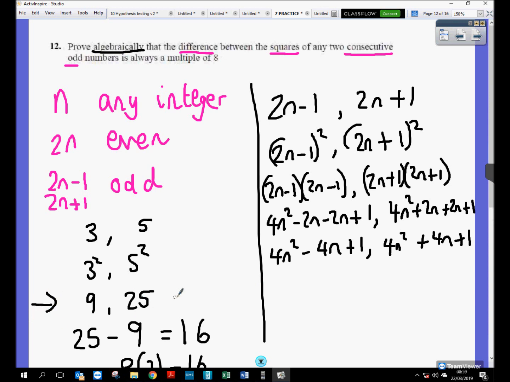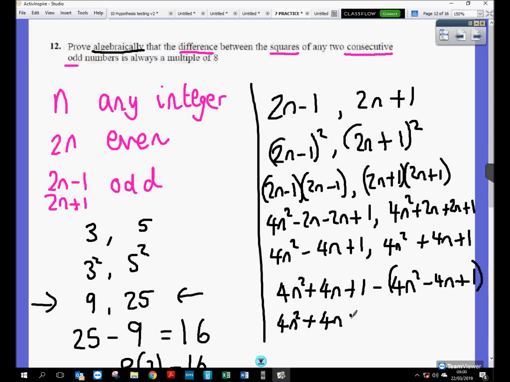Okay, so we're at this stage now. So what do you do next? You work out the difference. Now the difference is the one on the right hand side subtracts the one on the left hand side. So let's write it in that order. 4n squared plus 4n plus 1 minus 4n squared minus 4n plus 1. Now this is actually incorrect at the moment because you're subtracting all of this. You have to write it in brackets. And what you do now is you apply the negative to the bracket, as follows.